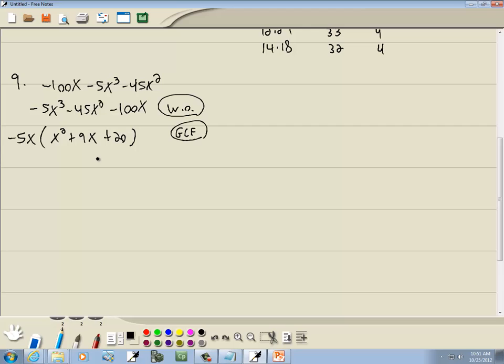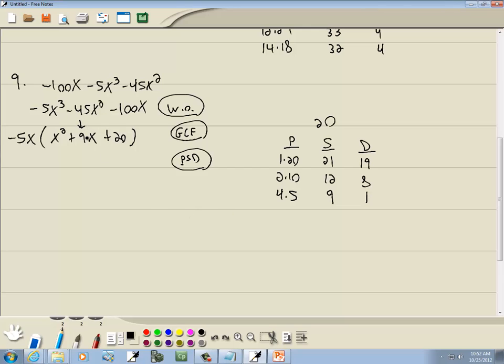Now looking at what's inside the parentheses, this is Psd. X squared, x, no x, and there's no number in front of our x squared. So with Psd, I take my number at the end, which is 20, and I create my three columns. I write down all products that give me 20: 1 times 20, 2 times 10, 4 times 5. In the S column, I add them together. 1 plus 20 is 21, 2 plus 10 is 12, 4 plus 5 is 9. In the difference column, I subtract them. 20 minus 1 is 19, 10 minus 2 is 8, and 5 minus 4 is 1.